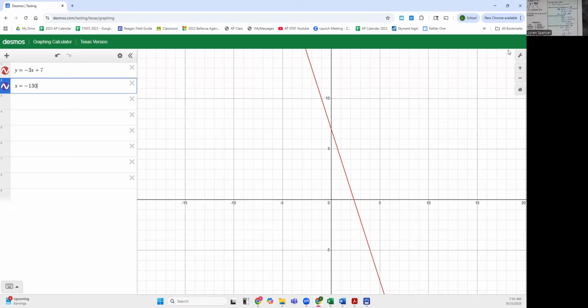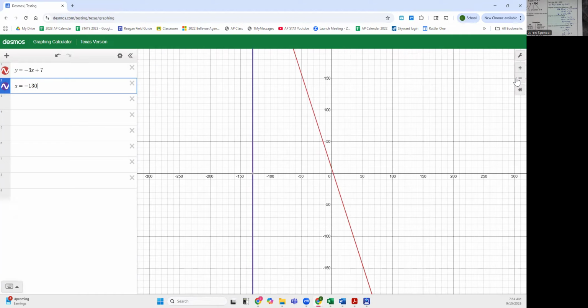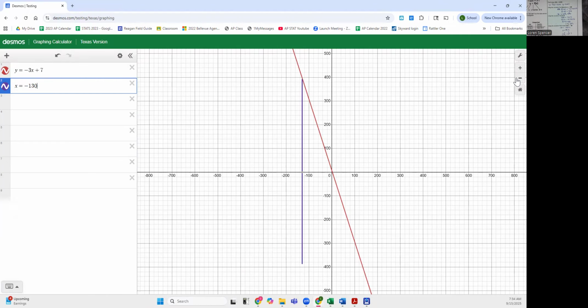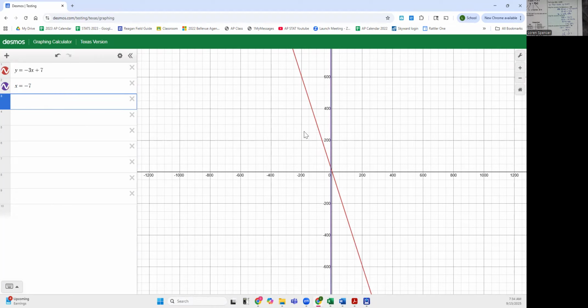Well, negative 130 doesn't show up, so I'm going to zoom out a long way. There it is. Where does it intersect? Oh, it intersects at 397. So if we zoom out, we can get there. All right. The next one was x equals negative 7. We might as well zoom in a bit so we can see it better.